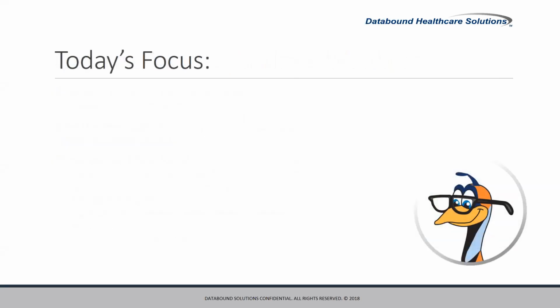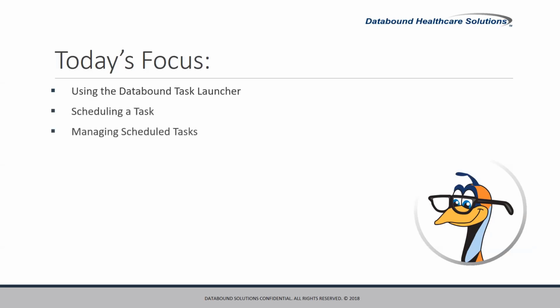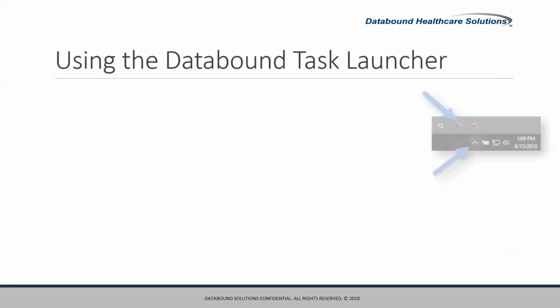So today's focus, we've got a few different points. First, we want to talk about the Databound Task Launcher. And this is a tool that we use in conjunction with the online scheduling tool to make everything happen. Next, we're going to talk about scheduling a task in the dashboard. We're going to talk about managing scheduled tasks once they've been created. We want to talk about how all of this gives you more control of your script as well.